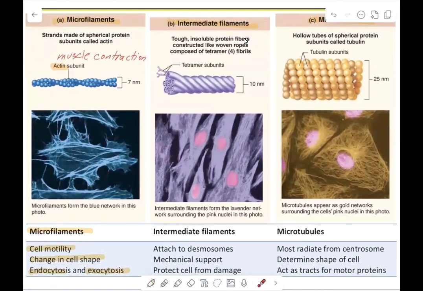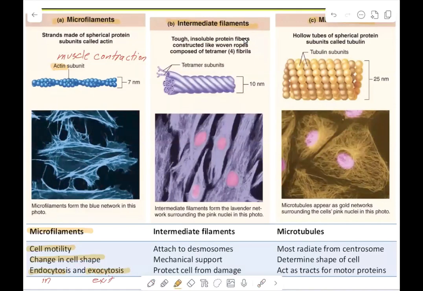For change in cell shape, that would be muscle contraction, as well as endocytosis and exocytosis. Remember that endocytosis is when molecules enter the cell, and exocytosis is when molecules exit the cell. So these can kind of work like a roadway system in the case of endocytosis and exocytosis.